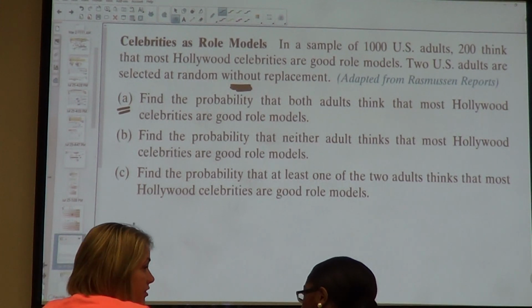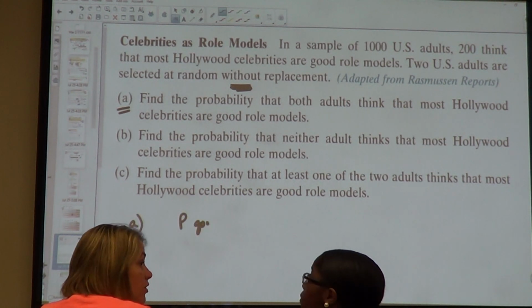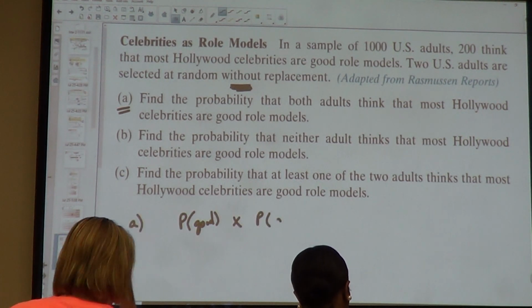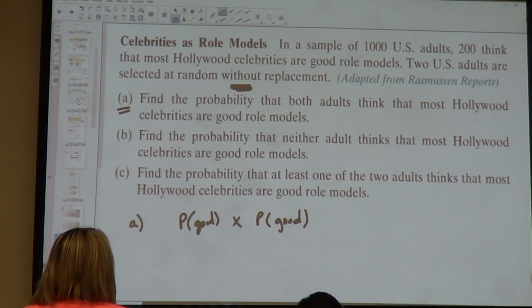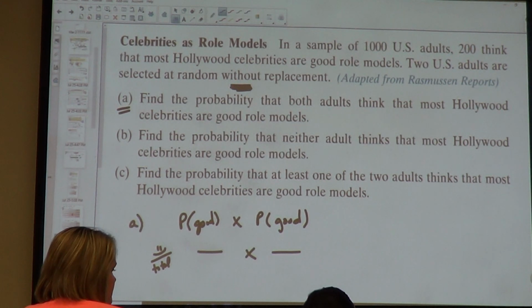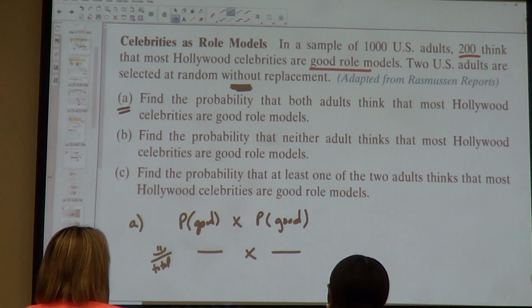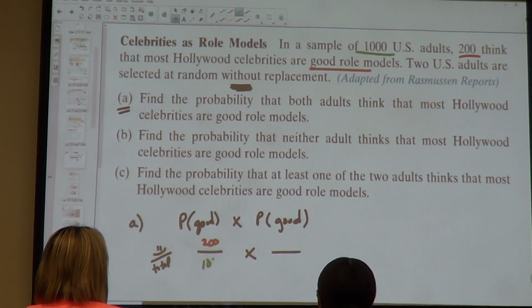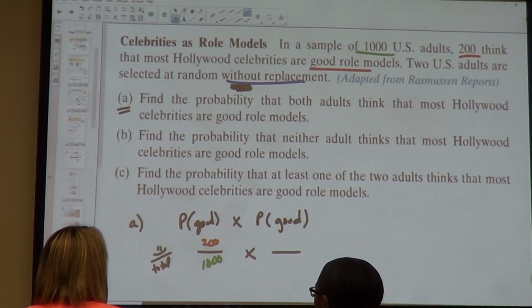All right, the probability that the first adult is good times the probability that the next adult is good. So what makes me happy over total. How many good adults are there out there? 200. There are 200 good role models out of how many total? 1,000. Now, once I pick that good role model, he cannot be put back in there. That good role model is picked and he's put off to the side. We cannot use him again.